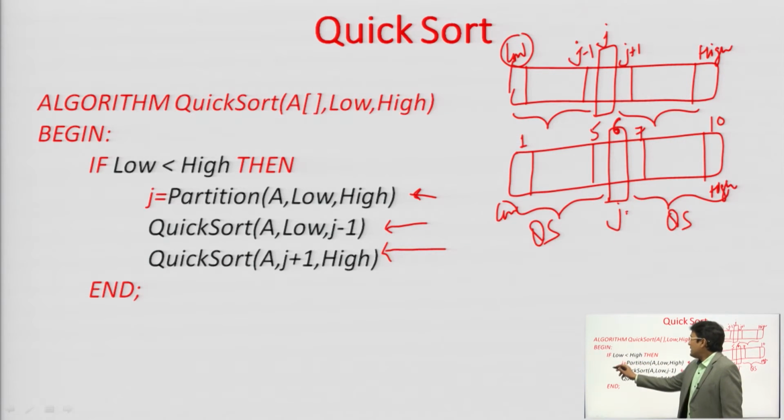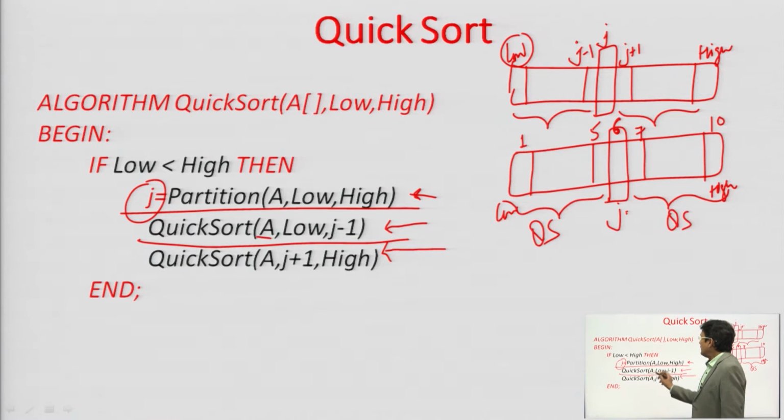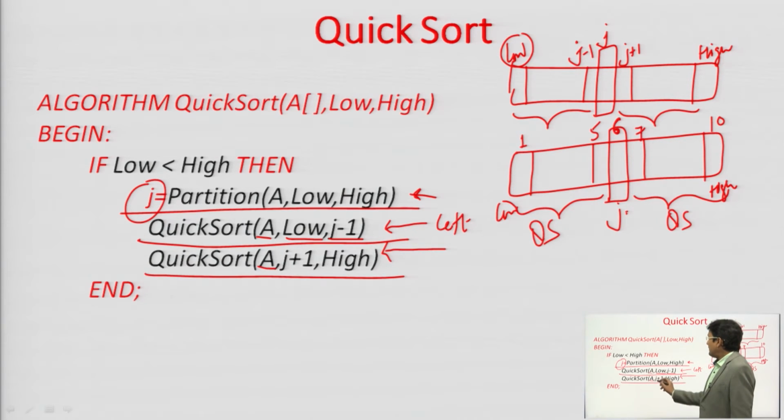So, now this partition is done for the array, which returns the j index. You call quick sort on the array that ranges from low to j minus 1, that is the left part, and then you perform quick sort on the right part, an array whose starting index is j plus 1 and last index is high. So, you perform quick sort on the left part and the right part as well.